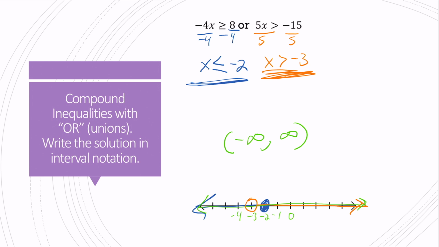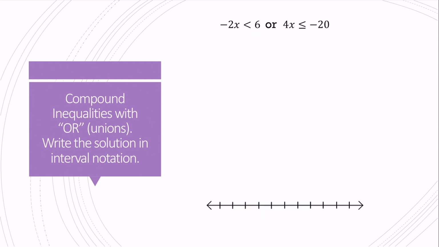Last example, I know we're so sad. I have negative 2x is less than 6, or 4x is less than or equal to negative 20. So we solve for our x's. I get x is greater than negative 3. We had to flip the sign, right? Don't forget to flip. Divide both sides by 4. X is less than or equal to negative 5. So I have x is greater than negative 3, and x is less than or equal to negative 5.